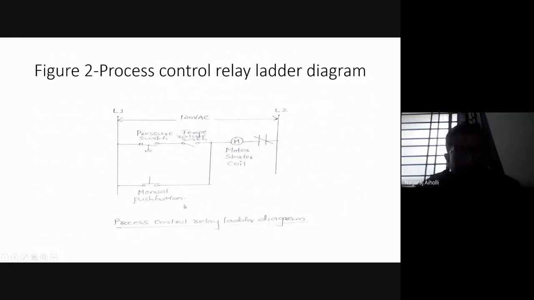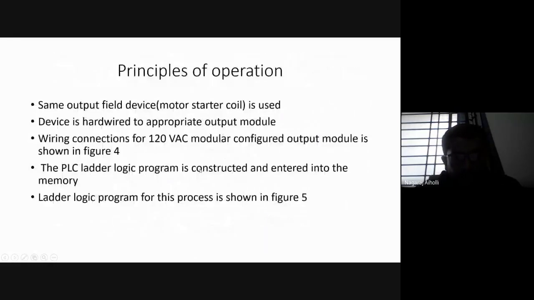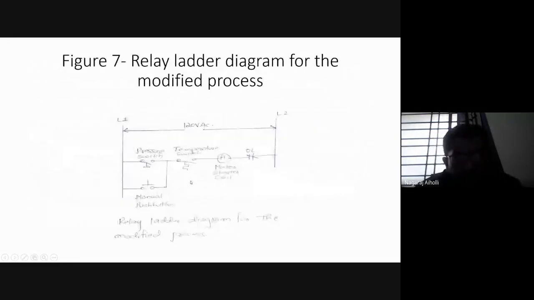Now what we are doing here is changing the connecting point. Instead of connecting pressure and temperature switch in series with the manual push button in parallel, I'm connecting pressure switch and manual push button in parallel, and that combination in series with the temperature switch. That is in the next diagram. Now, if we change in this way, how does it operate?